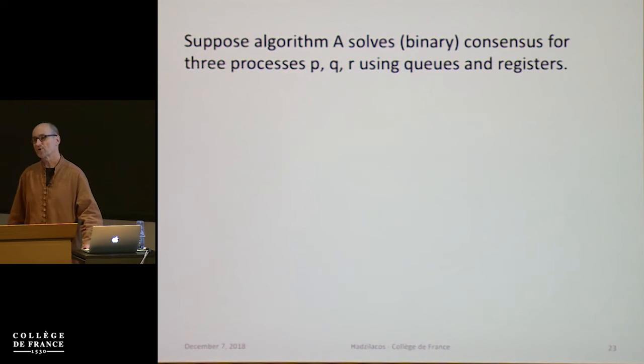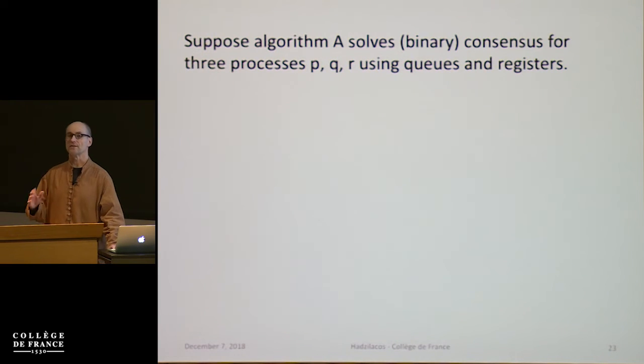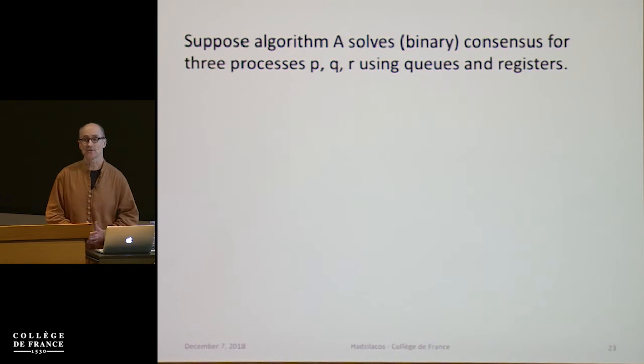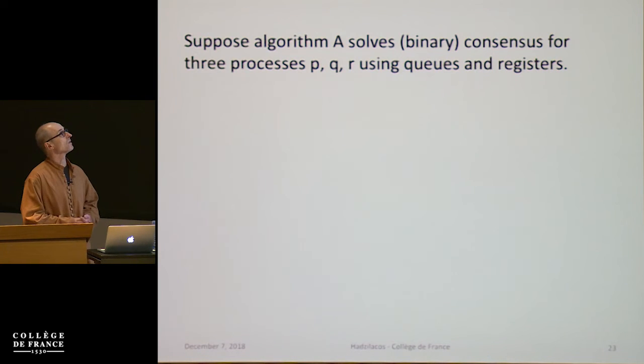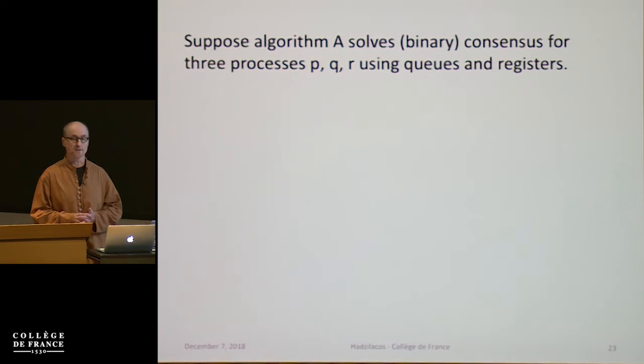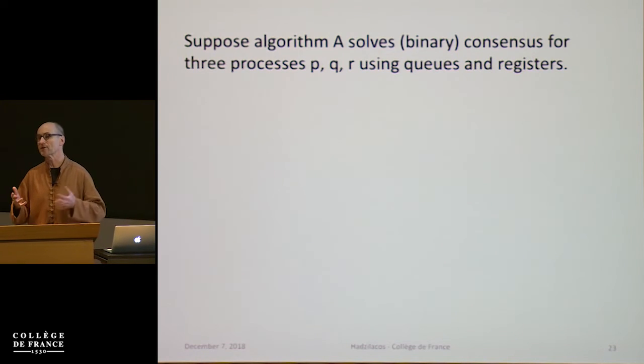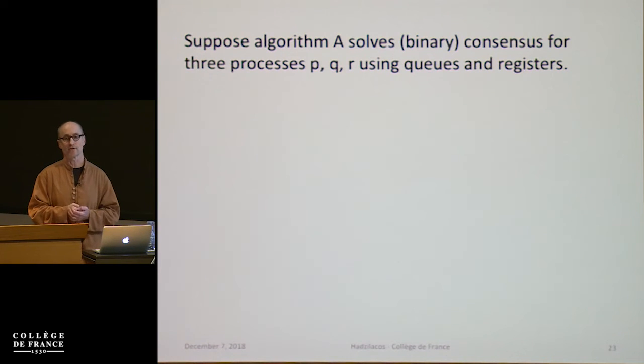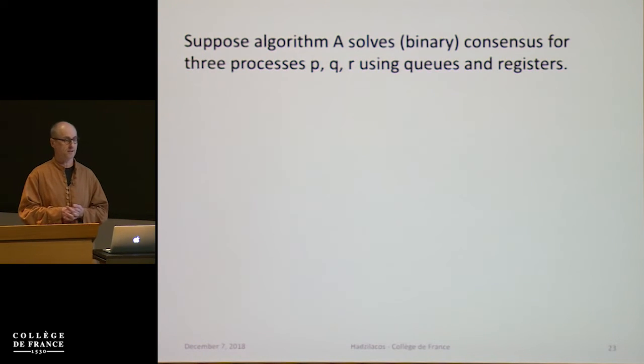So the proof goes by contradiction. We're going to assume that there is an algorithm, let's call it A, that solves consensus for 3 processes, let's call them P, Q, and R, using queues and registers. And now I will reason about this algorithm, and I will show you that there's always some kind of contradiction, meaning that this algorithm cannot exist.